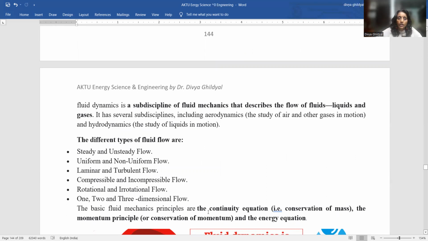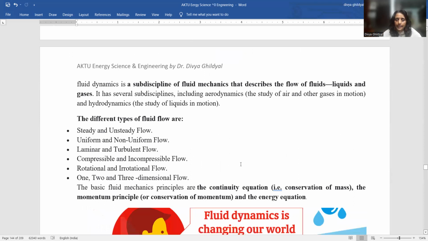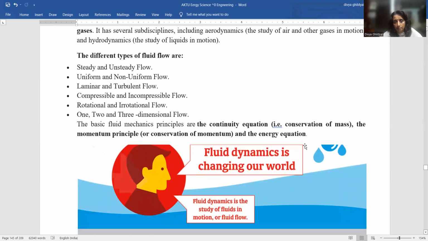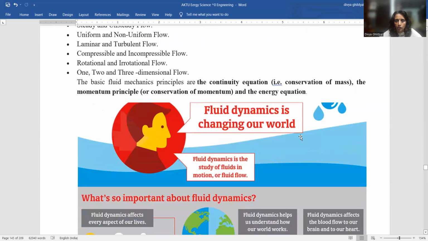energy. Now, the different types of fluid flows are steady, unsteady, uniform, non-uniform, laminar, turbulent, compressible like mercury, incompressible, rotational, irrotational, and one, two, and three dimensional flow. The basic fluid mechanics principles are the continuity equation, that is the conservation of mass, the momentum principle or conservation of momentum, and the energy equation given by Bernoulli's theorem.